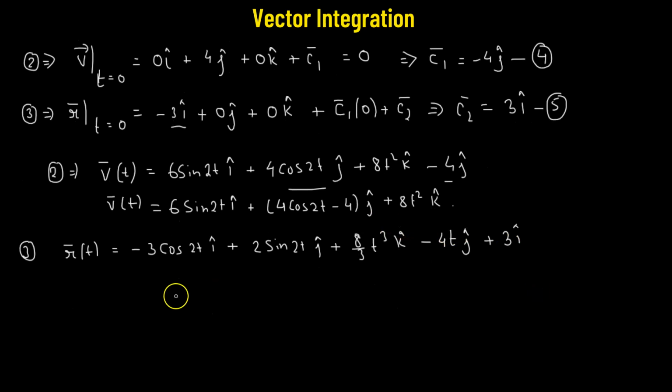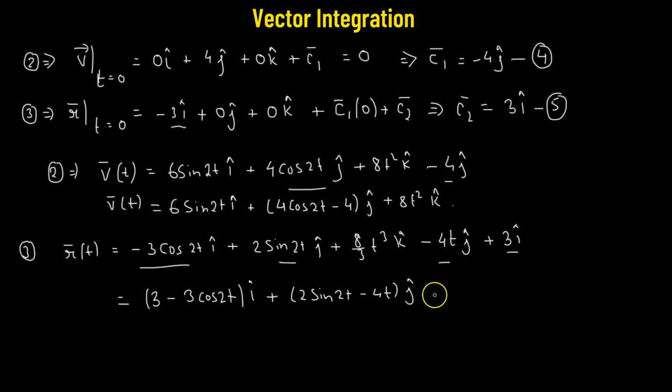Now we will combine the like terms together. We have 3 i cap combined with negative 3 cosine 2t, which gives 3 minus 3 times cosine 2t, all multiplied by i cap. Then we'll combine the j cap terms together, so that's 2 sine 2t minus 4t j cap, plus the k cap term, which is 8 over 3 times t cubed k cap. This is going to be the expression for the displacement vector calculated at any time t. So we have obtained the velocity vector as well as the displacement vector.